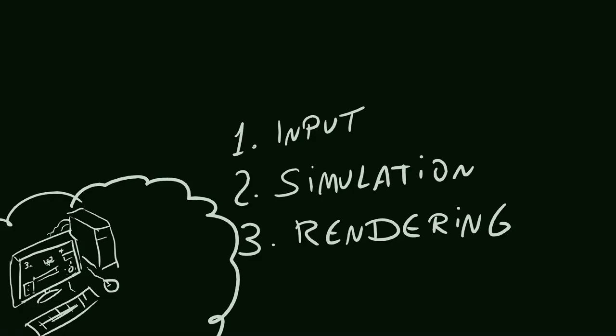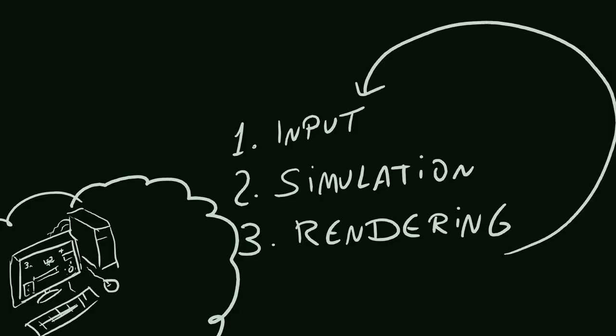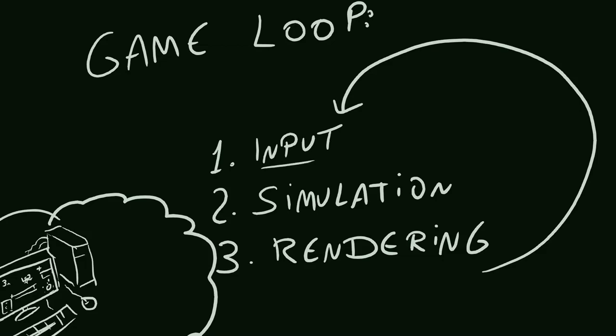And because games are real-time software, which means that the user is constantly interacting and expects near immediate results, we keep doing these 3 things for as long as the game is running. That's the base of the game loop. Gather input, simulate the game, display it, then do it all over again.